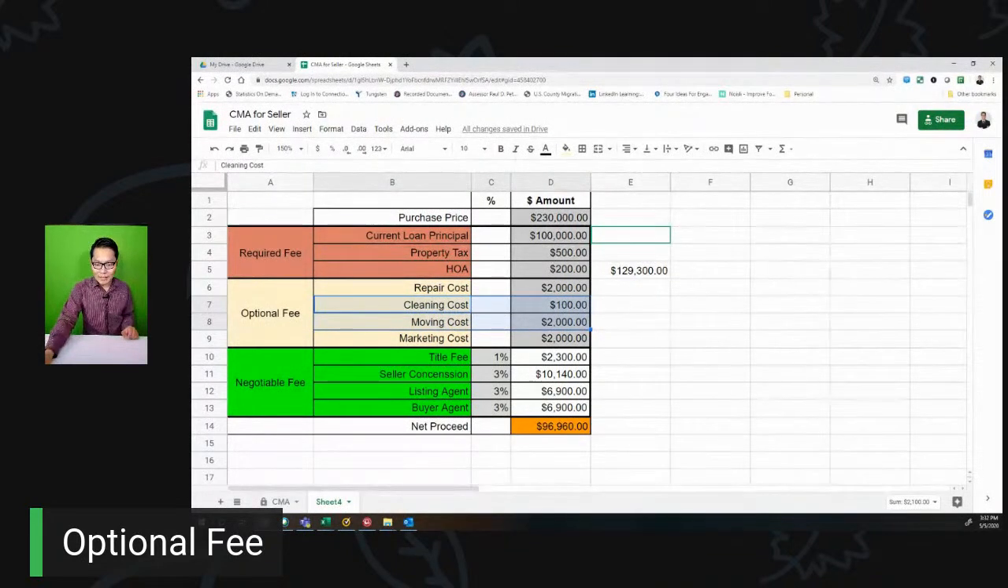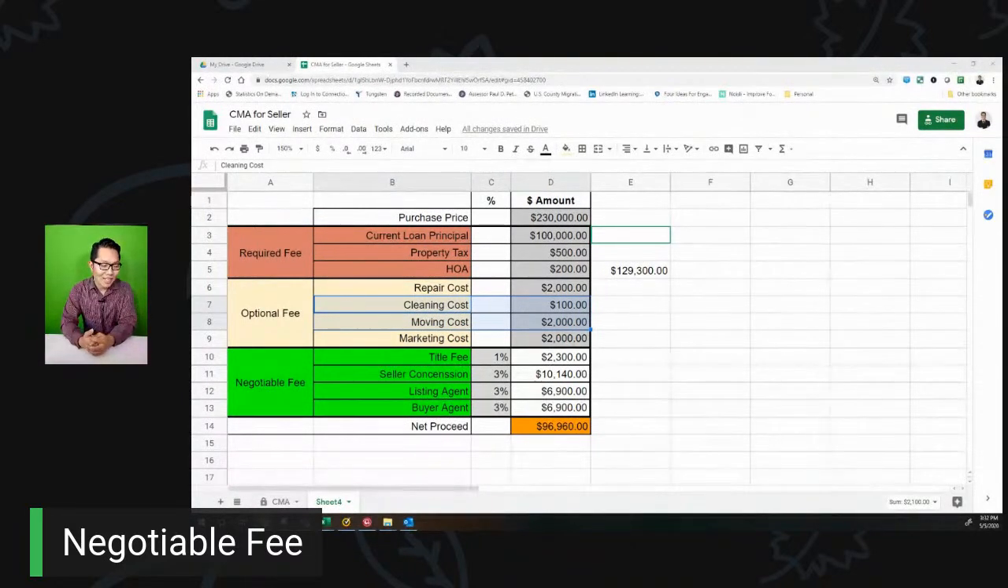The last type of fee is the negotiable fee. Negotiable fee. Right? So when talking about some of the fees associated with the transaction, however, you are able to negotiate, right? We're talking about title fees. Those are the fees you pay to the title company to prepare the closing documents.